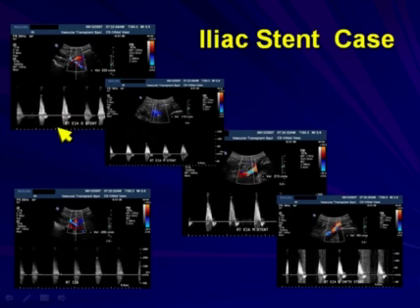Then there's another stent in the external iliac, so here's the origin of that, and then proximal stent, mid-stent, and distal stent, and then the right hypogastric or internal iliac is documented as well.